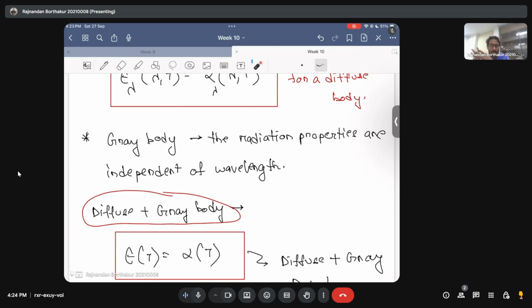For instance, the total hemispherical emissivity is the emissive power of a real body to the emissive power of a black body. The spectral emissivity is the spectral emissive power of a real body to the spectral emissive power of a black body, and the spectral directional emissivity is equal to the spectral directional intensity of radiation to the spectral directional intensity of radiation of a black body. That's how the hierarchy actually goes on, and that's how we have defined it.